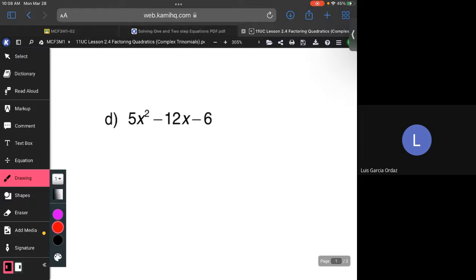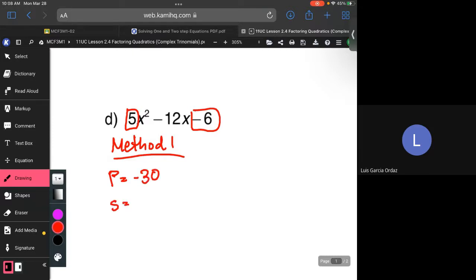Okay. So this one we have 5x squared minus 12x minus 6. So again, we'll use method 1. So what is my product? What two numbers are being multiplied together? What's my product? Negative 30. Thank you, Jake. What is my sum? So what's my middle term? Negative 12. So I need two numbers to multiply to negative 30 and add up to negative 12.